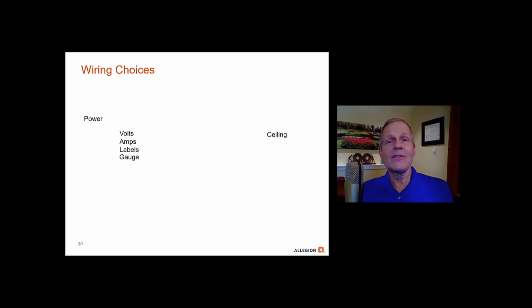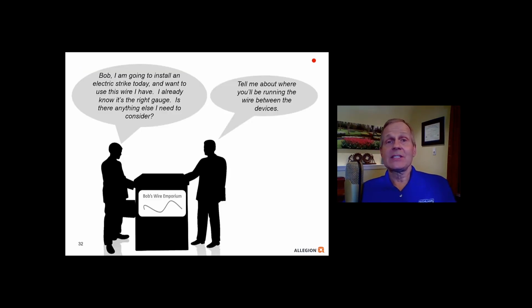So now that we've done that, we've got to take a look at the environment where the devices are being installed. So a ceiling, above a suspended ceiling, would be an example of an environment. So the technician's saying, Bob, I'm going to install an electric strike today. I want to use some wire I already have. I know that it's the right gauge because I've already looked at the chart. I need to know if there's anything else I need to consider before I use the wire for my installation. So the supplier is saying, well, tell me where you'll be running the wire between the devices. So this is where we consider the environment where the wires are being run.